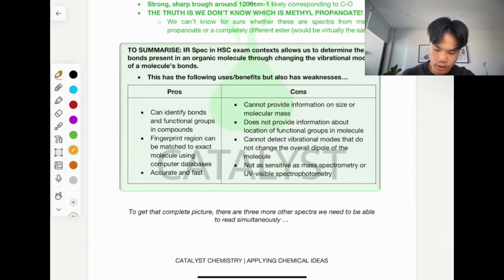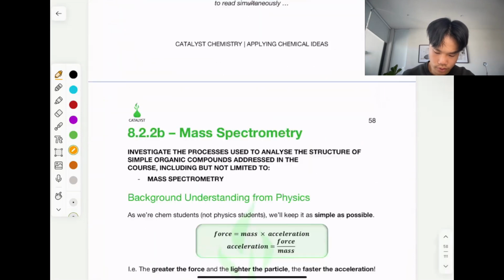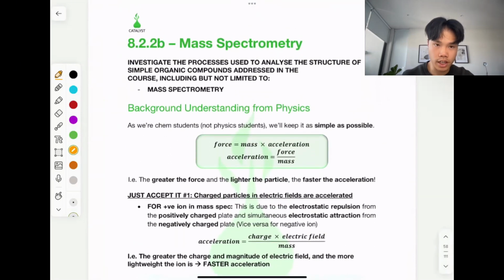So pros and cons listed here as well. And that's all on IR spec. Any questions going back over IR spec?